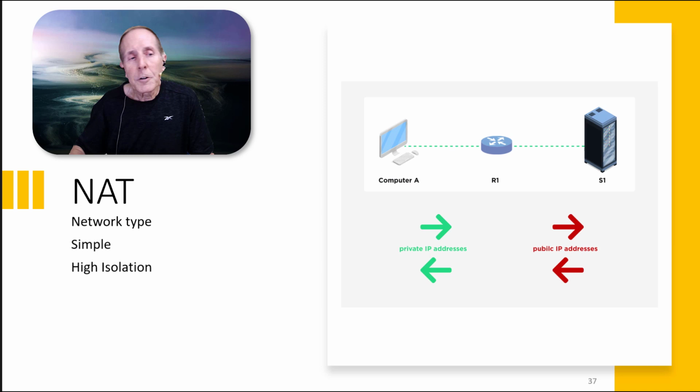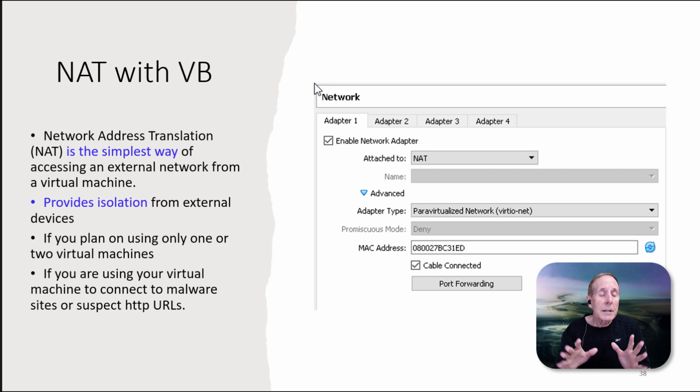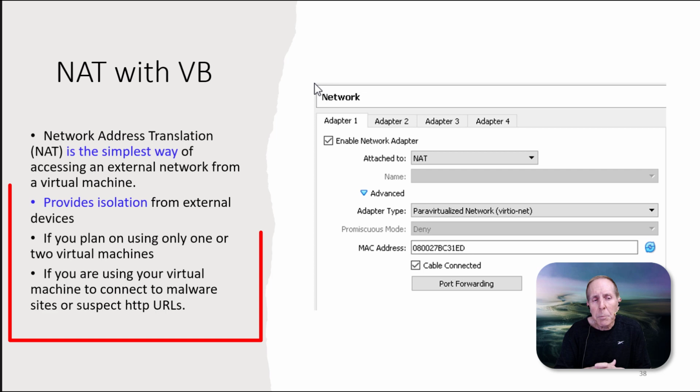The first network type we're going to look at is NAT. It's simple. It gives you very high isolation from external devices to your guest operating system. Network address translation, or the NAT mode, is the simplest way of accessing the external network from a virtual machine. It provides the best isolation from external devices. If you plan on using just one virtual machine or two virtual machines, you can put them on NAT, they're fine. If you're using your virtual machine to connect to a malware site or a suspect HTTP URL, then you definitely want to be NAT.